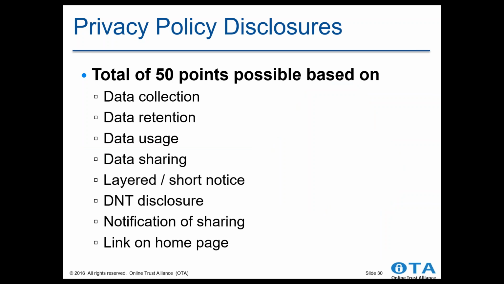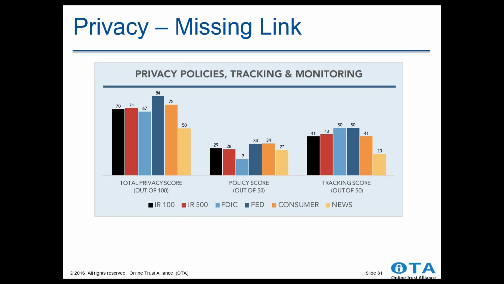So let's jump into a little more on the privacy policies. We've gotten a lot more detail this year, and we're really looking for clear disclosure of what data is collected, how long a site retains it, how it is used, and who it's shared with. So those are the core fundamentals. Again, bonus points for layered short notice. Do Not Track disclosures are required. So Do Not Track is whether or not you honor Do Not Track. How do you notify a consumer if you're required to share the data, and do you have a link on the home page? These criteria are all explained more in our methodology, but that's how you can get up to 50 points if you have all of that.